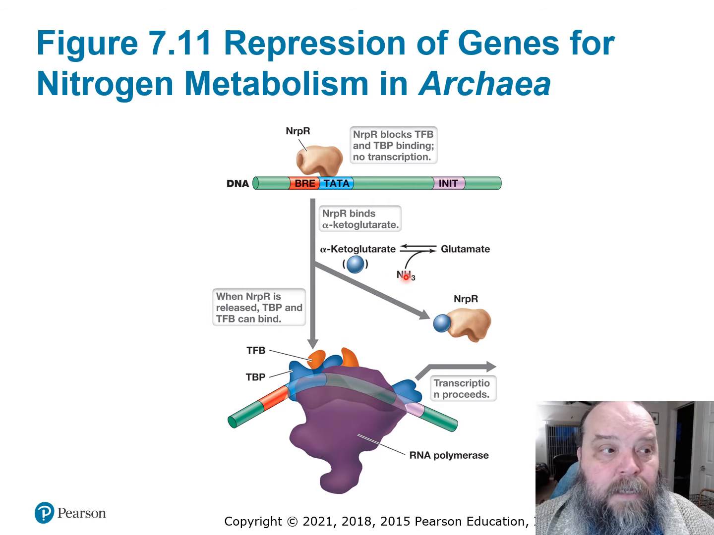High levels of ammonia means that this bacteria has done all the fixing of nitrogen it needs to. Alpha-ketoglutarate becomes glutamate, shut everything down. No reason to keep making the enzymes that are responsible for nitrogen fixation.